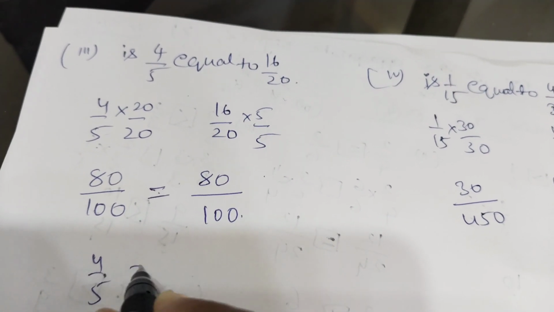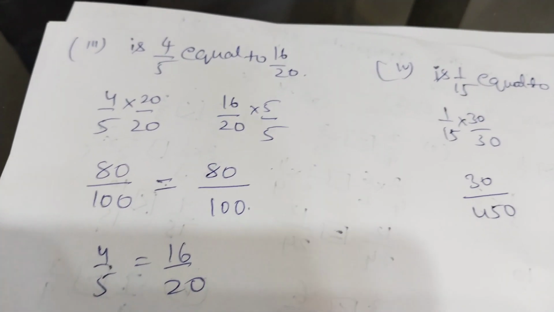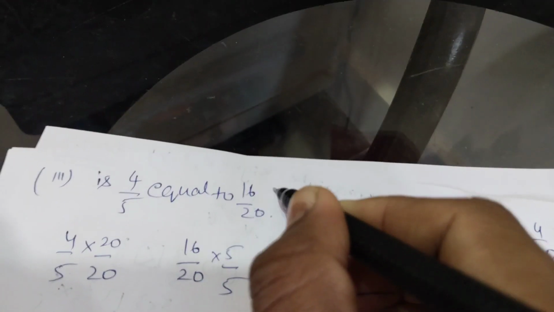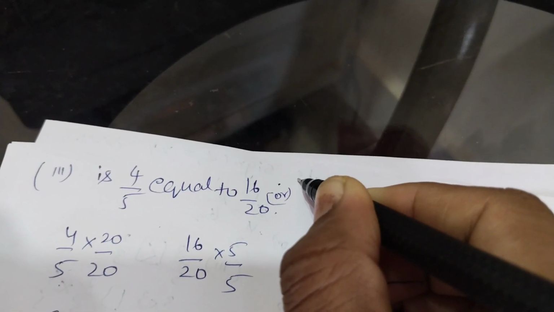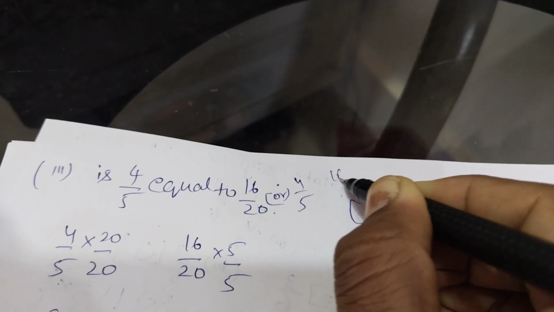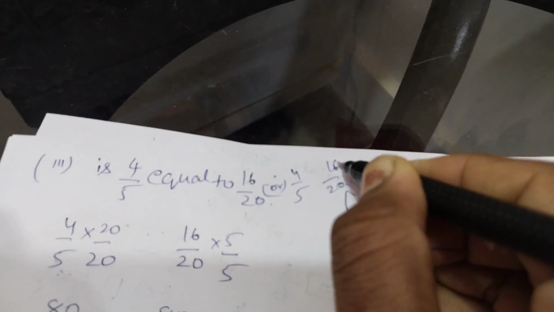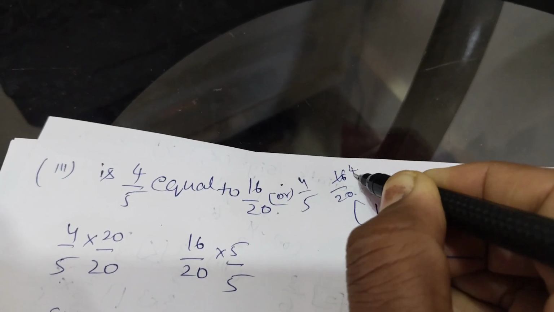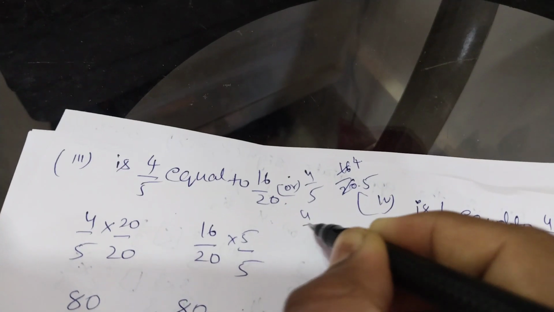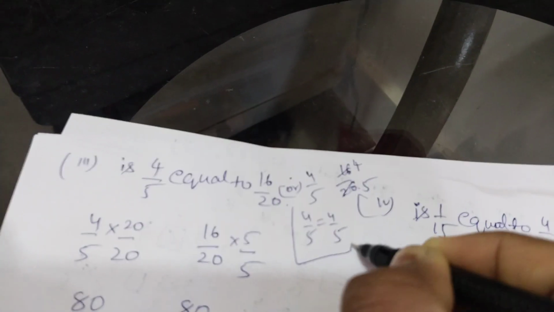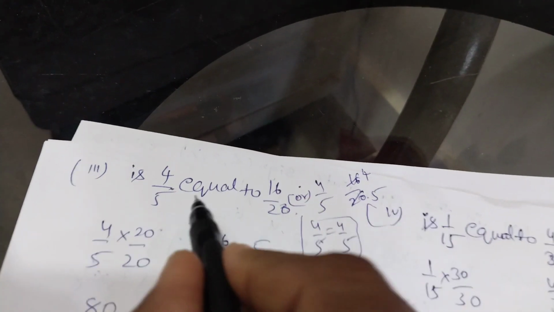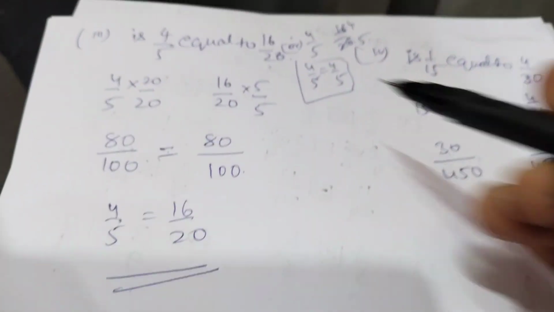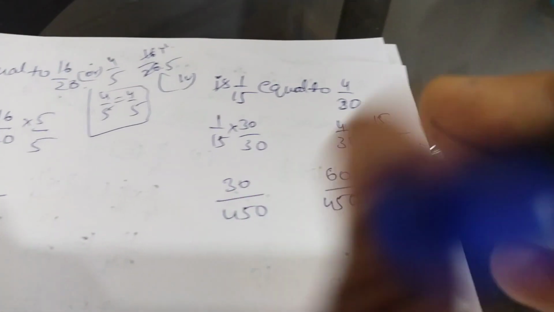So 4 by 5 equal to 16 by 20. Okay, so another method, a shortcut method we are going to apply. 4 by 5, 16 by 20. If we cancel the second fraction with the 4 table, 4 4s are 16, 4 5s are 20. So 4 by 5 equal to 4 by 5. By this we can say that 4 by 5 equal to 16 by 20. Okay, these two methods, we can follow any method.